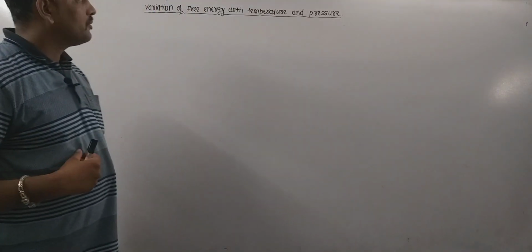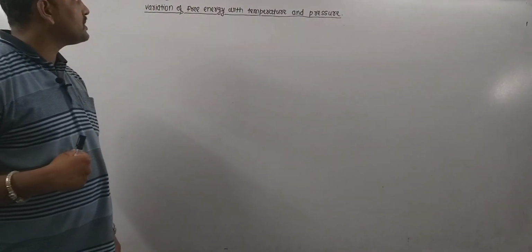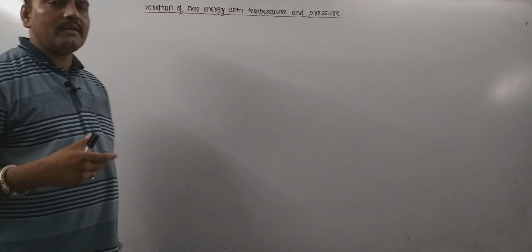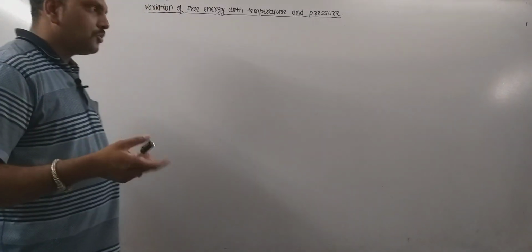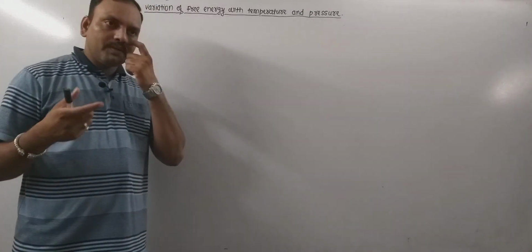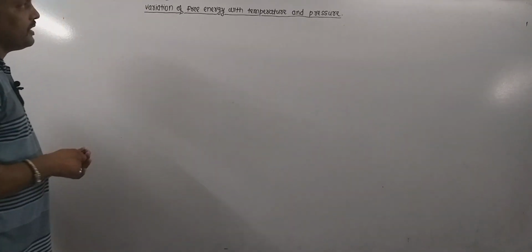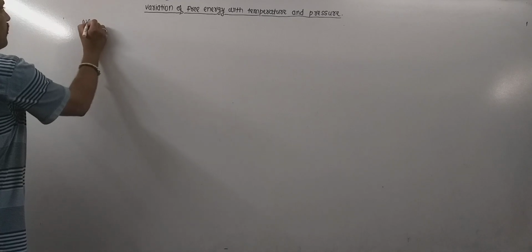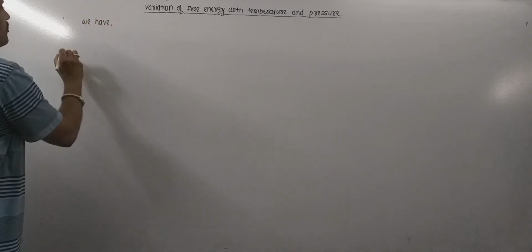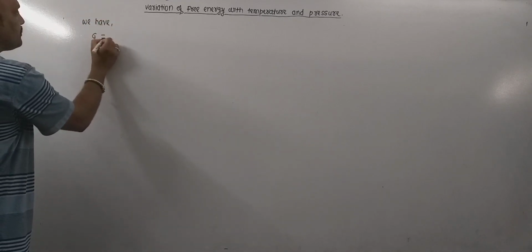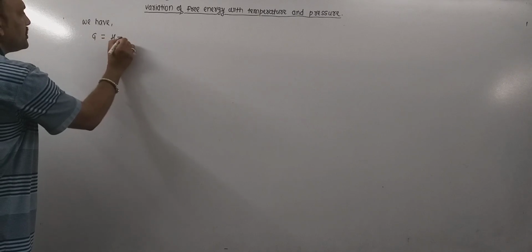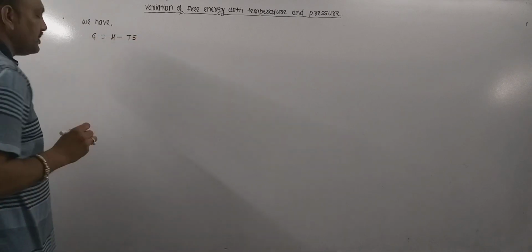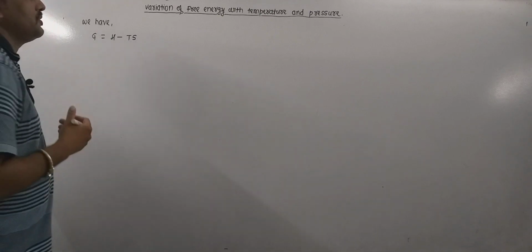Hello students, today we are going to discuss variation of free energy with temperature and pressure. So this is a very important point of discussion. Now we know very well that the free energy, that is G, is equal to H minus TS. So this is well known to us.